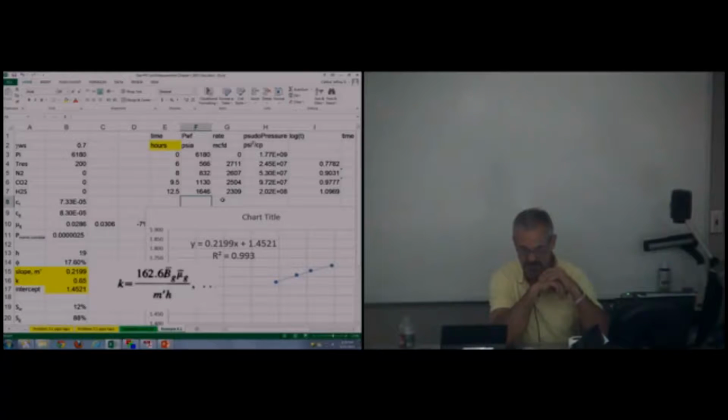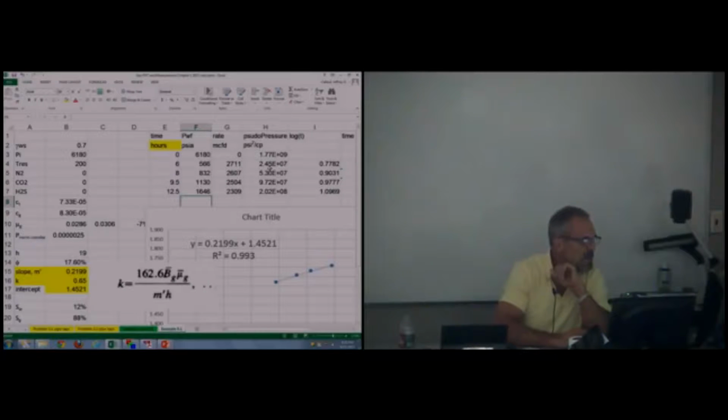All right. So I get 0.65 from my current. Yep. Okay. Now, we can use a different equation than this one. And we can plot pseudo pressure versus our time function.